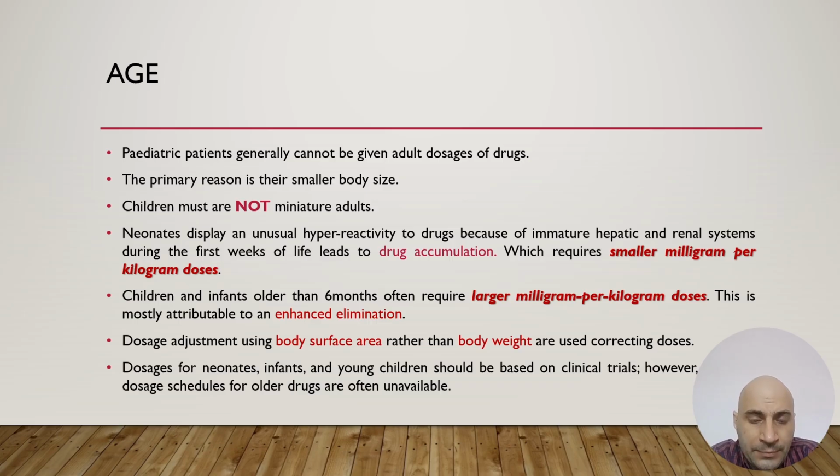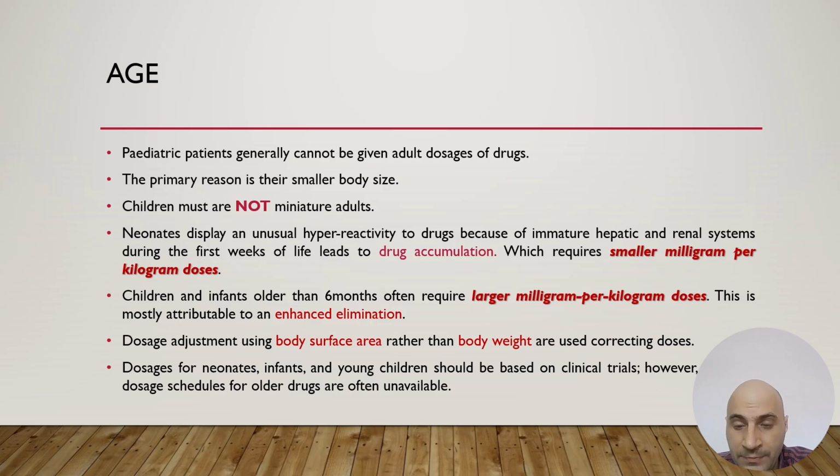Another important factor would be age. So pediatric patients generally cannot be given adult doses. Children are not small adults. Children differ in their metabolism compared to adults, and we have generally two categories of children. We have neonates, newborns, and we have children above 6 months old.